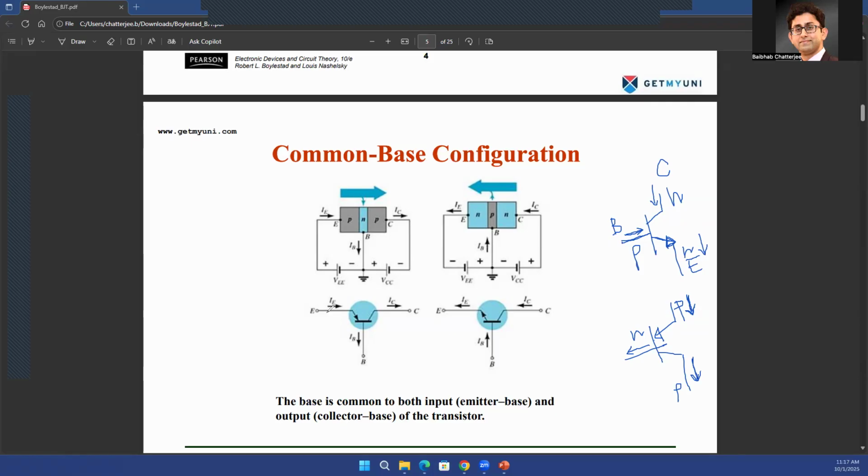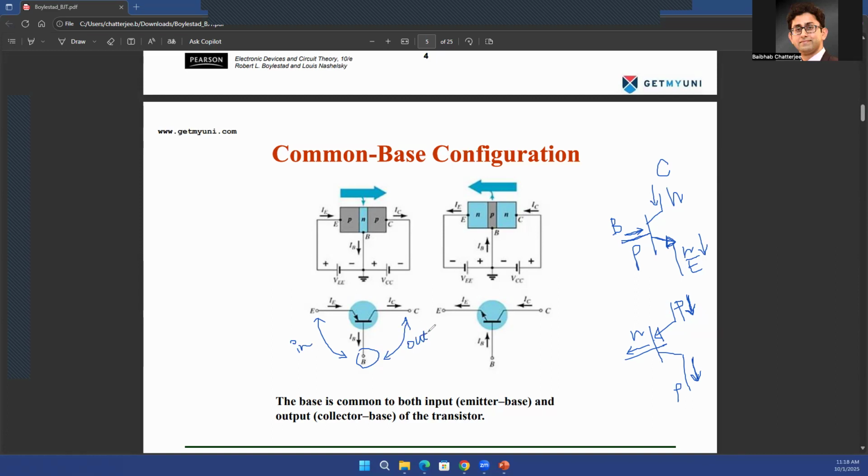So there are three terminals. You can have one terminal as a common terminal. For example, you can have your base as your common terminal and connect your input between the emitter and base, and see your output across the collector and base. So your input could be across these two terminals, and your output across the other two.